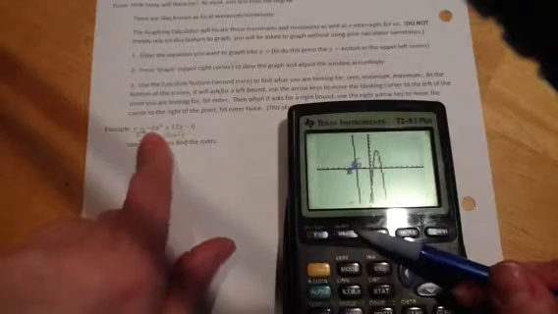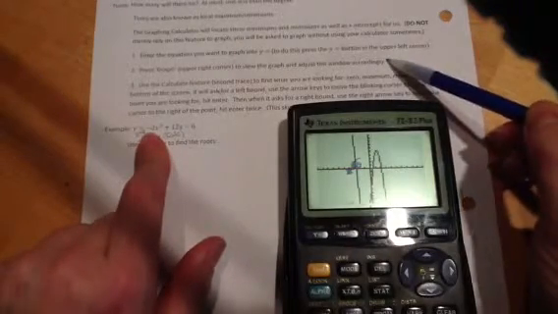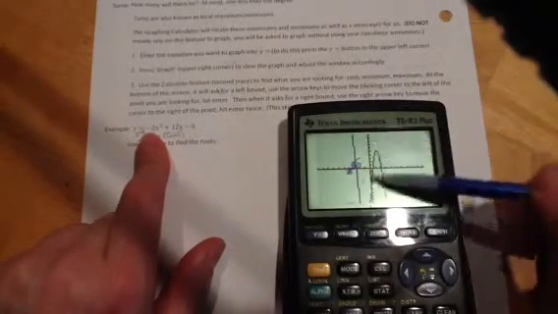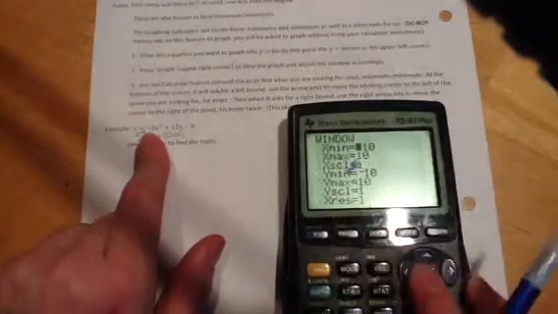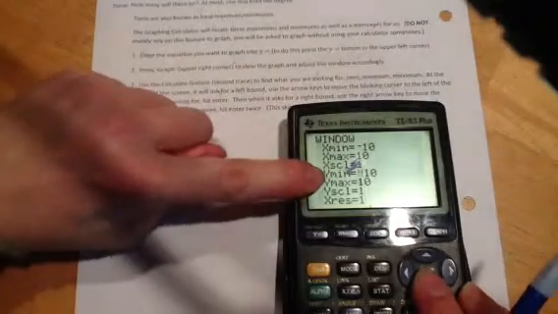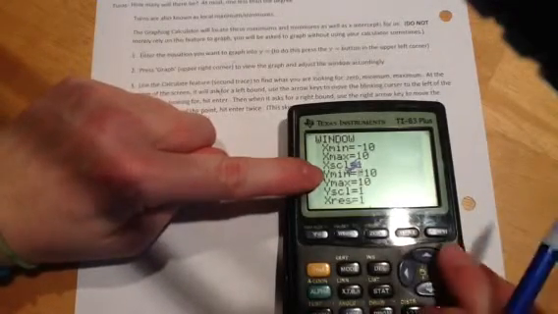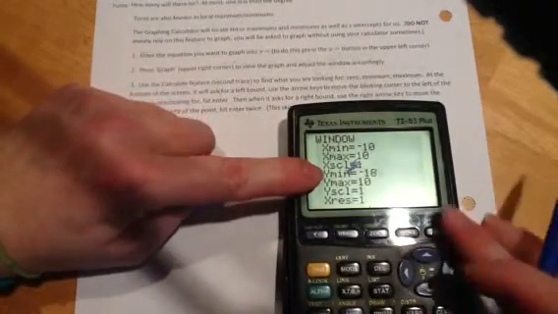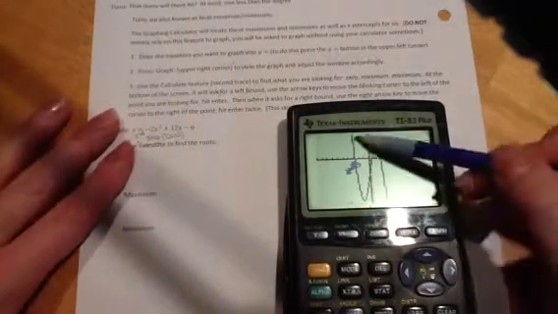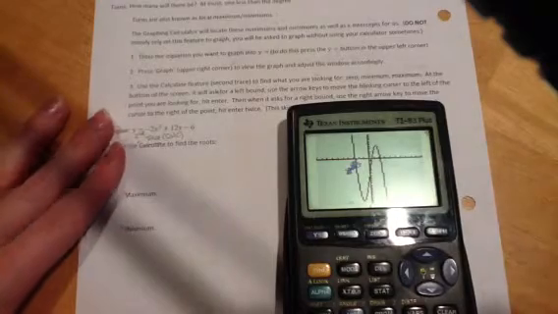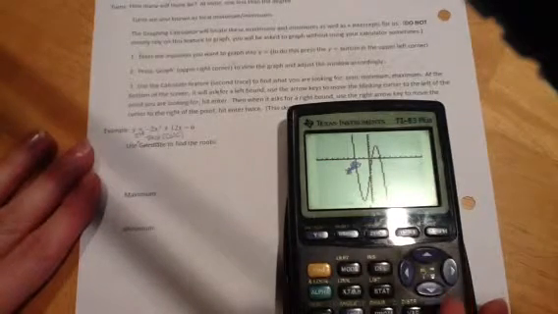So I need to adjust my window. That says adjust your window accordingly. What I need to adjust is the y value that's down here at the bottom. So when I go to the window, I want to adjust y min, and I'll just pick a number. If that's not far enough, I'll pick a different number. But now that I can see that minimum, I know that I can find it with the calculator.